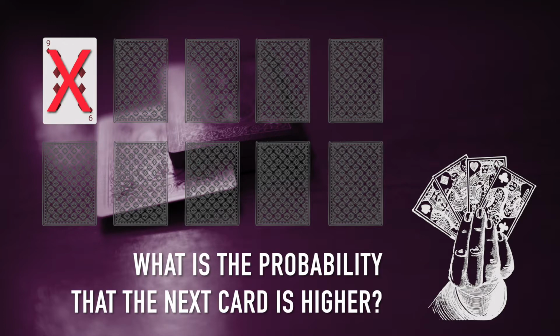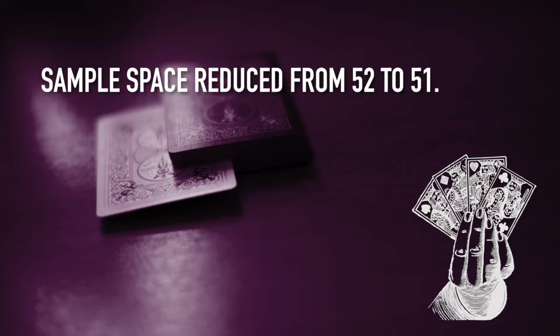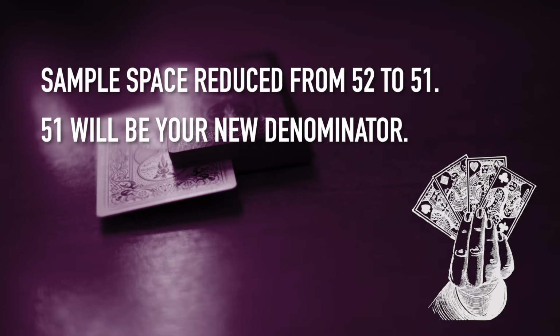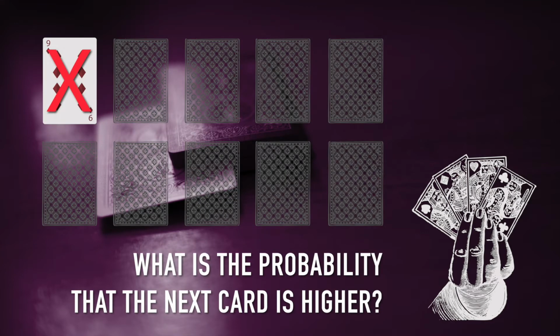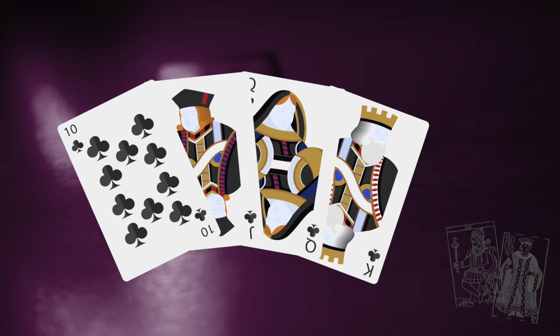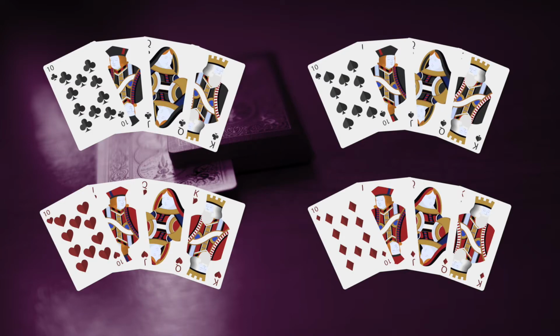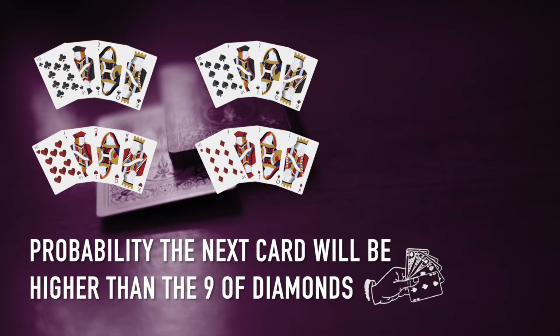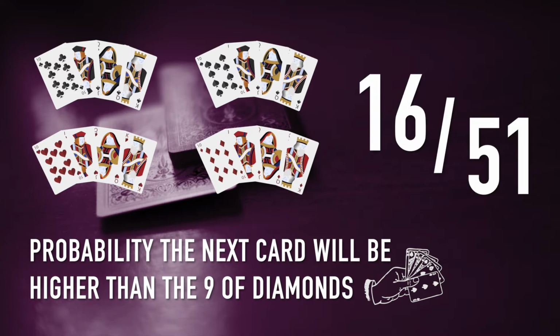Now, to get the probability of the cards that are higher, keep in mind that the 9 of diamonds is marked out, which means my sample space is now 51 cards. So that will be your denominator for this first row. So when I go to count the cards that are higher than the 9 of diamonds, that would be your 10, Jack, Queen, and King, and there are 4 suits. So that's 4 cards at 4 suits is 16 cards. So my probability that a card is going to be higher than the 9 of diamonds is 16 cards out of 51.